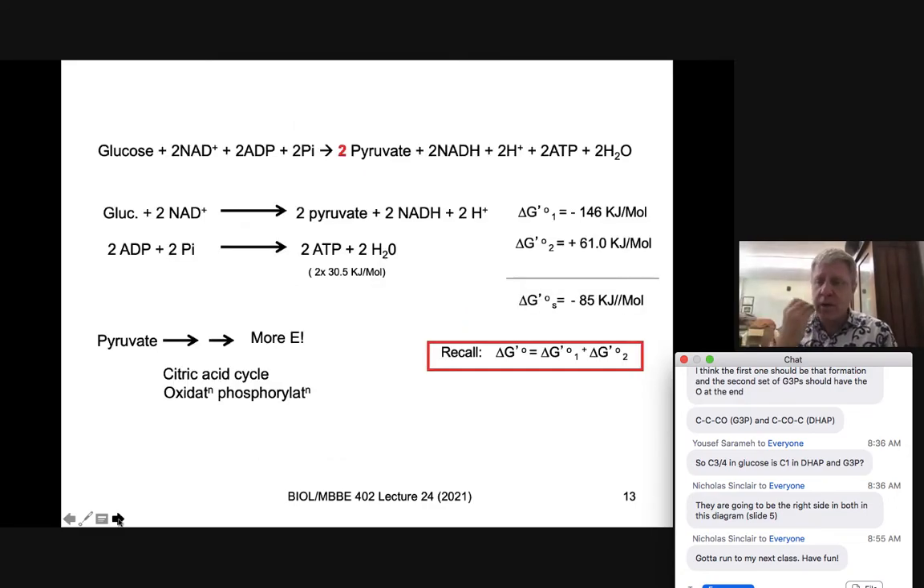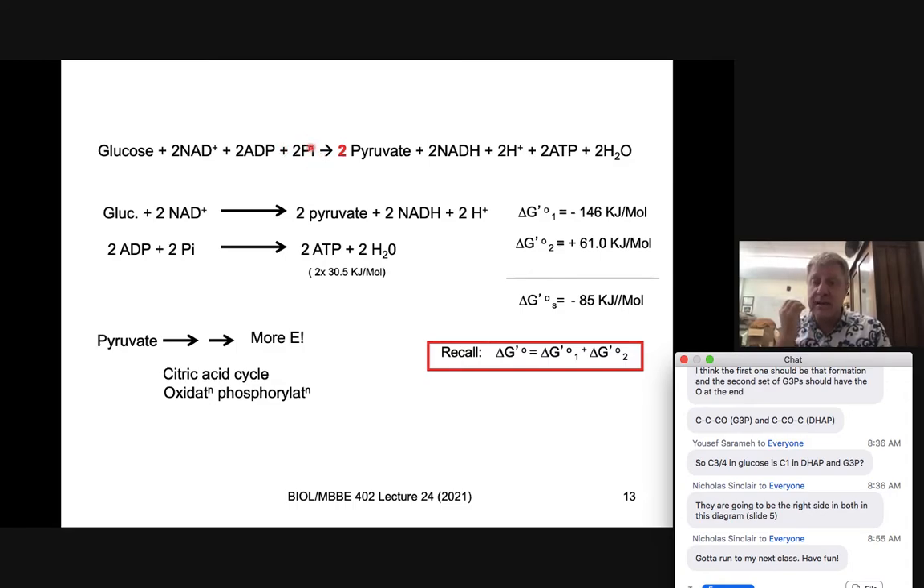So let's have a look at the overall action in regards to summation of the reaction. We have glucose, which will require the consumption of 2 NAD plus, 2 ATP, 2 pyruvate, 2 inorganic phosphates.